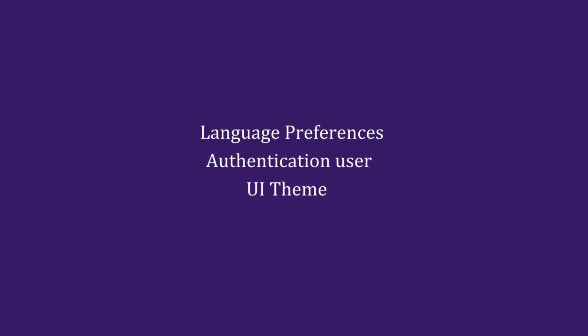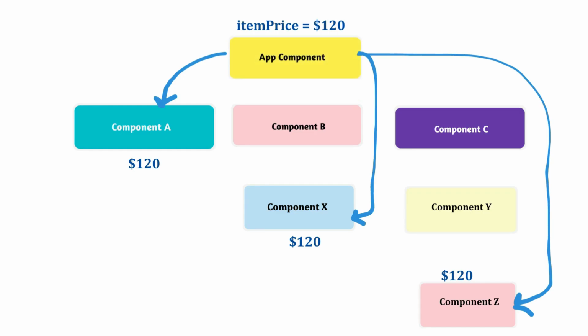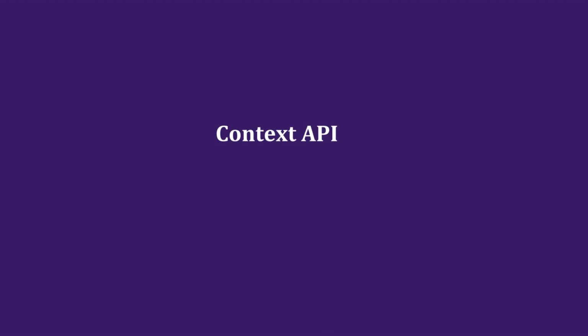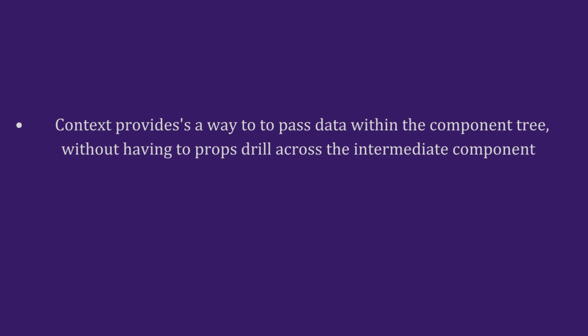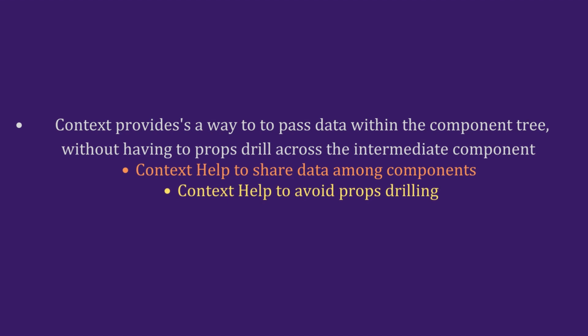Won't it be nice if we can directly send data to the required component of concern without having to prop drill through the nested components? Here is exactly where the Context API comes in. Context provides a way to pass data through the component tree without having to prop drill manually across the nested components. In other words, React Context allows us to share data across our components more easily. It helps to avoid props drilling.